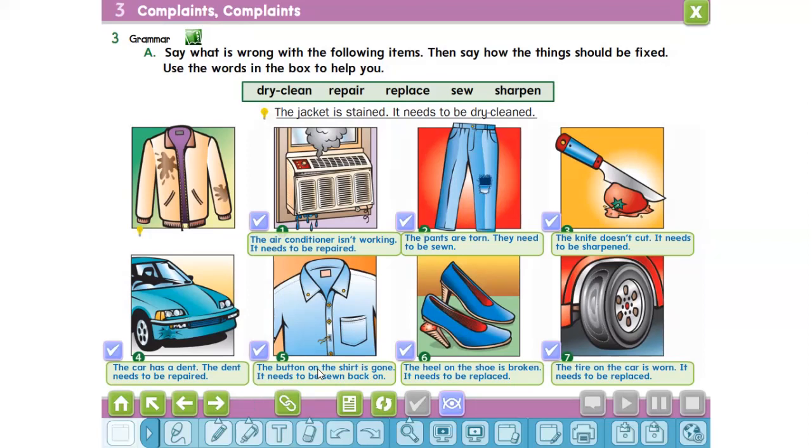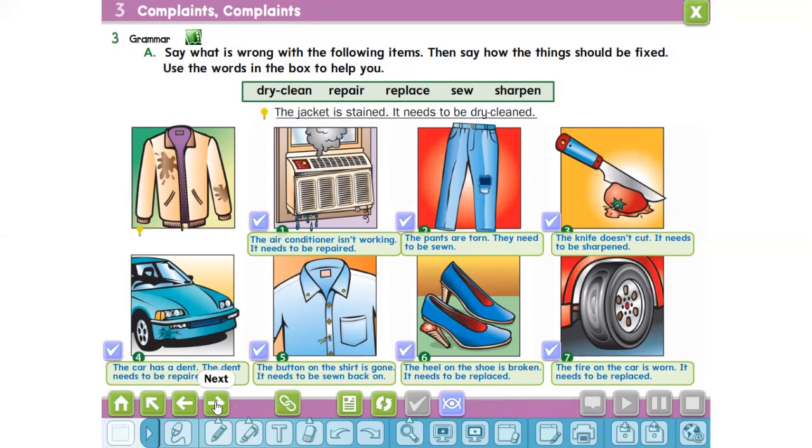So in the first statement, you just state the problem. You write about the problem. Then in the second statement, you just solve the problem by using that chunk: need to be done. The heel on the shoe is broken, so it needs to be replaced. And finally, the tire on the car is worn, so it needs to be replaced. Okay, so that's about task A.